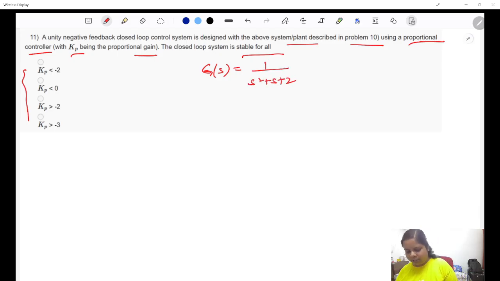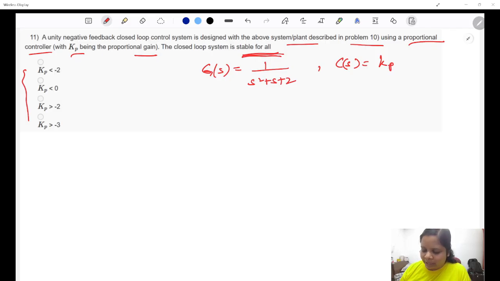This is your GS. We want to find out for what values the closed loop system is stable. If we are talking about the stability of the closed loop system, that means we need to have the closed loop transfer function. That is the first thing we should find out, right? Before that, what is CS? CS is Kp, because we are just talking about a proportional gain, right?